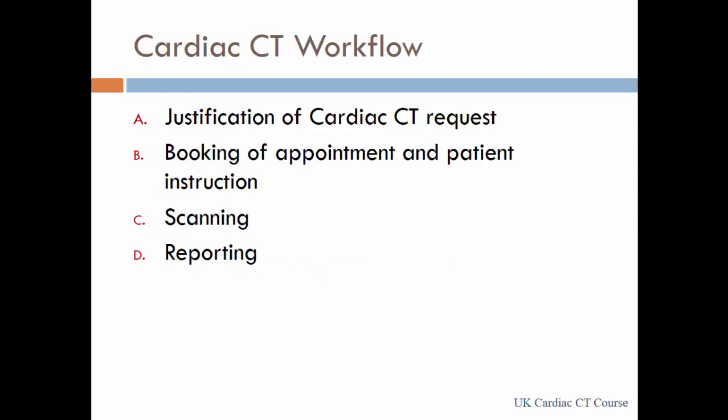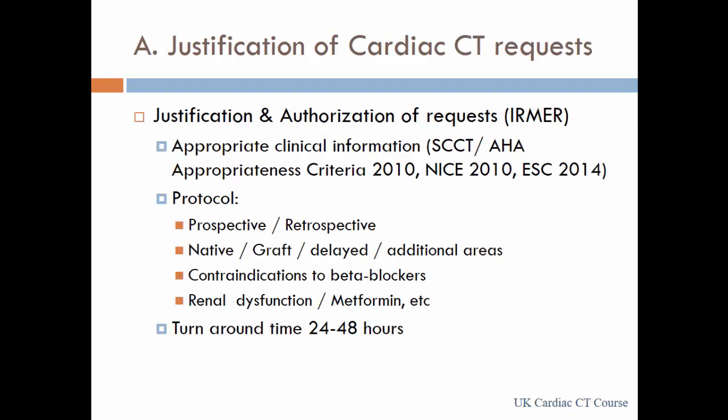So how does the whole process work? There are four aspects of the cardiac CT workflow, and that's probably true for any CT scan we do. The first aspect is justification of the cardiac CT request. This we do under the IRMER regulations. We look at the request form or request letter and evaluate the clinical information given, whether the scan is required or not, and whether it's appropriate to do the cardiac CT on this patient. If it's justified, then we decide on the protocol, roughly what protocol this scan will require.